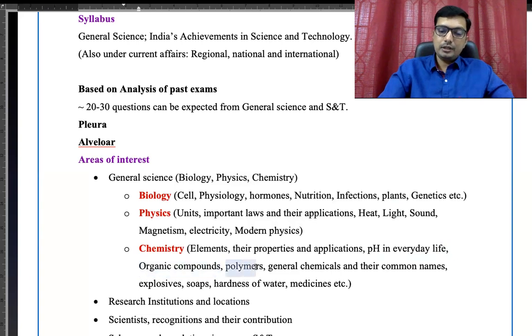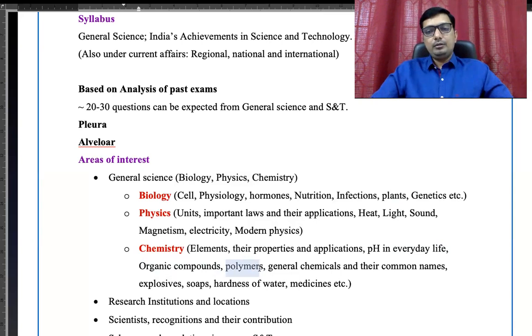Polymers, natural and synthetic polymers like rayon, okay? Or cellulose, starch, etc. Those type of things, a brief idea, understanding about them. And general chemicals and their common names.